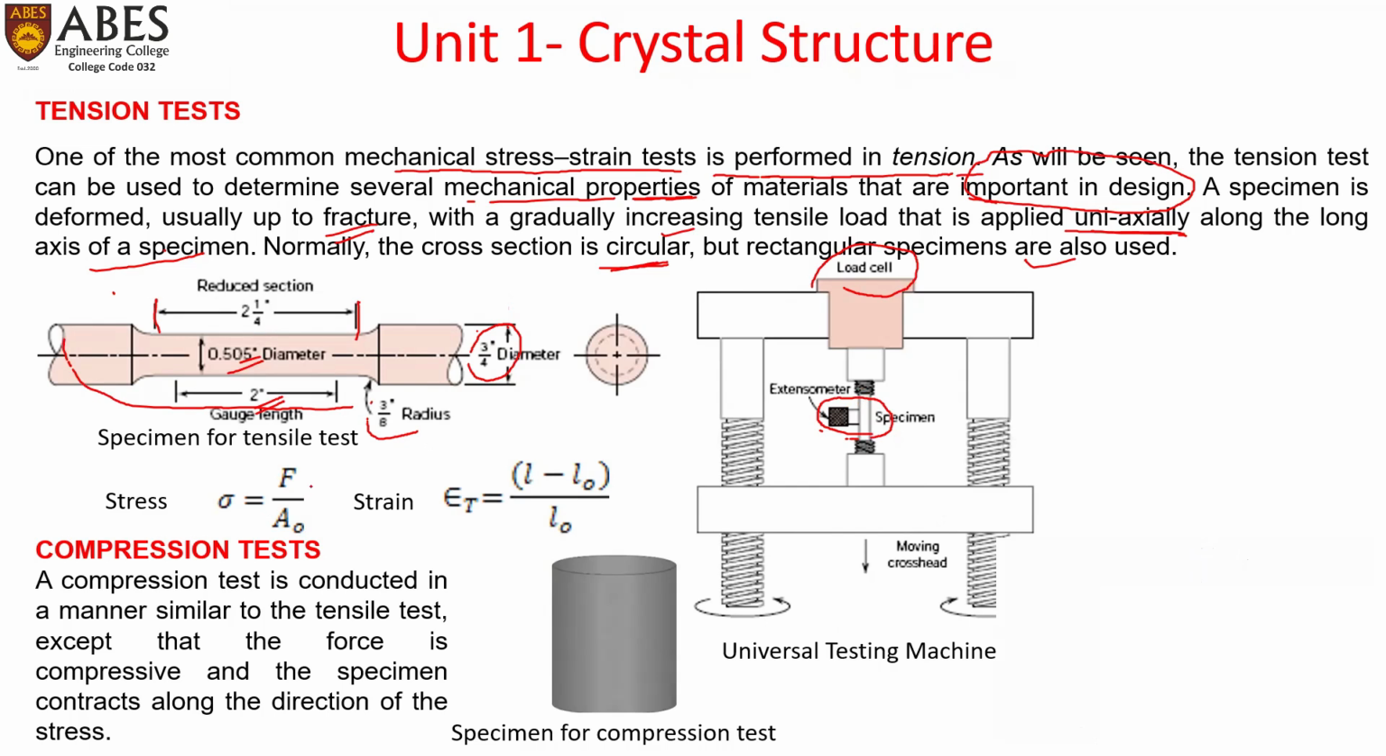So stress sigma equals F on A naught, and strain epsilon T equals L minus L naught by L naught is the standard equation for tensile loading condition, because the final L would be larger than the initial length as elongation is taking place in tensile conditions. So epsilon T, or strain, equals L minus L naught upon initial length L naught.